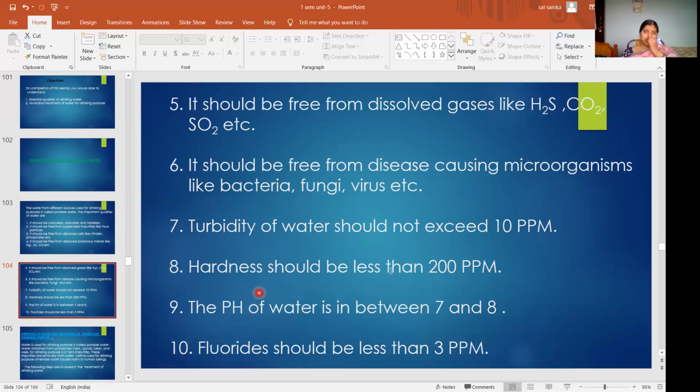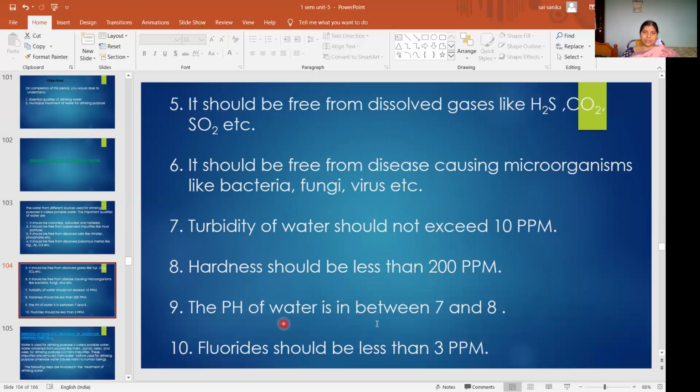Then hardness should be less than 200 ppm. So what is hardness? Presence of salts like magnesium carbonate, calcium bicarbonate, magnesium chloride, calcium chloride, those salts should not be present. If at all present, it should be less than 200 ppm, parts per million. Hardness should be less than 200 ppm. Then only we can drink that water.